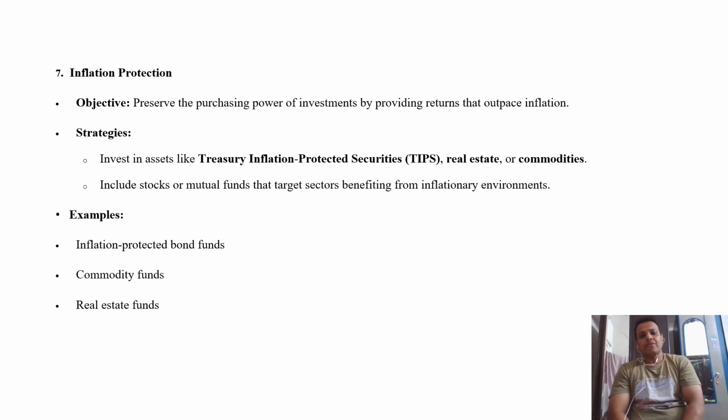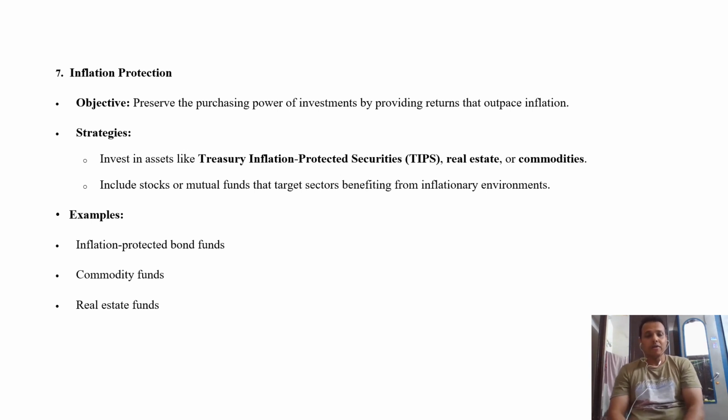Then the seventh one, inflation protection. This is very much needed. Nobody knows about the market index based on speculation. We just predict that this might be the future rate of return or rate of risk. So inflation protection is to protect your investment, to put it on the safer side, or to reduce your cost or your risk. The investment can be based on a protection fund. There are many people who invest in this pattern. So the objective is to preserve the purchasing power of investment by providing returns that outpace inflation.